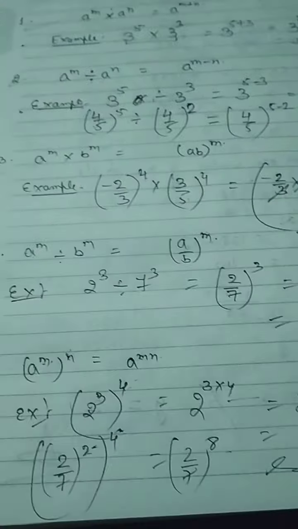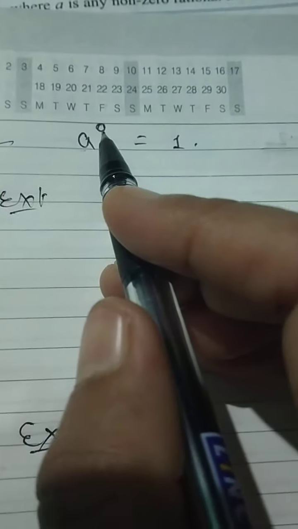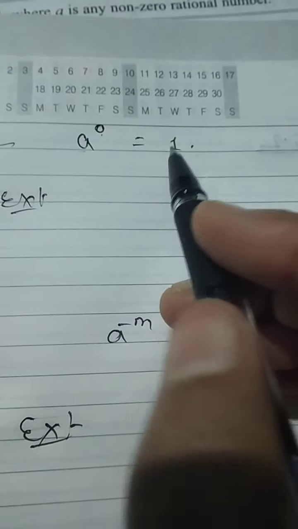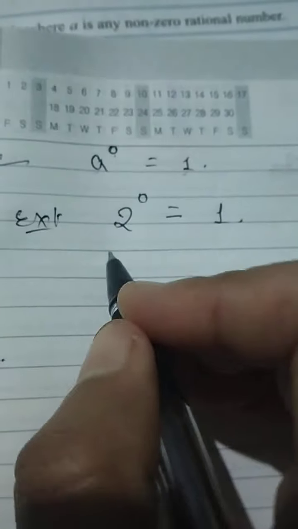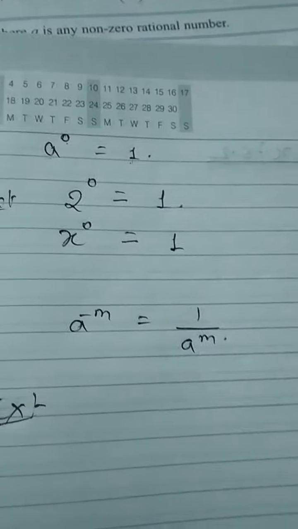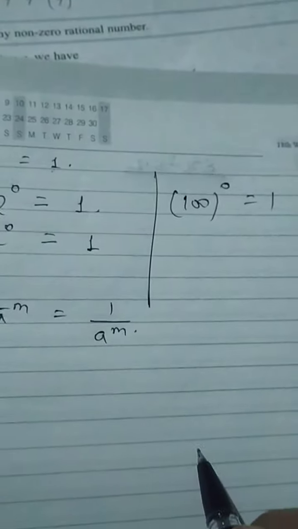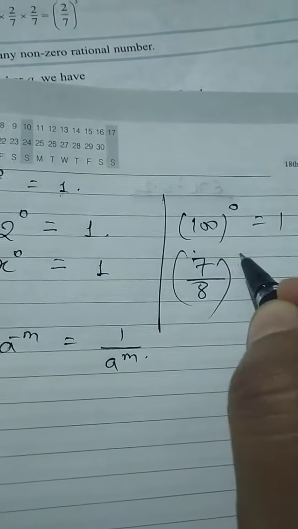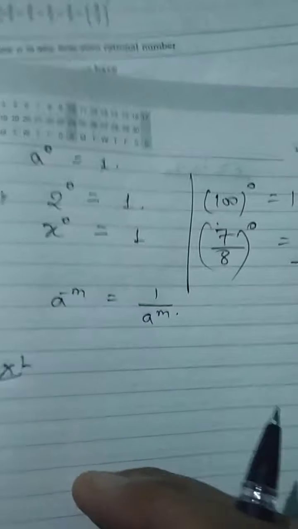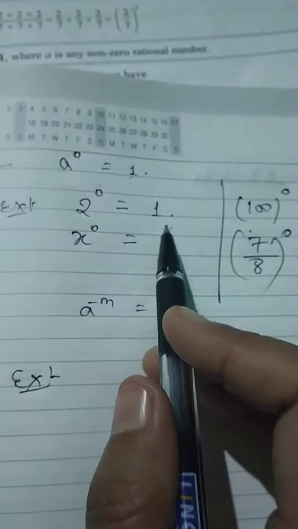Got it? Now one very important law: if any number or any variable has power 0, then its value will always be equal to 1. Suppose any number, 2 to the power 0, its value will be 1. Any variable x to the power 0, its value will be 1. Any big or small number, 100 to the power 0, its value will be 1. And if you take a rational number, 7 by 8 to the power 0, its value will be 1. Any number or any variable, if its power is 0, then its value will be equal to 1.